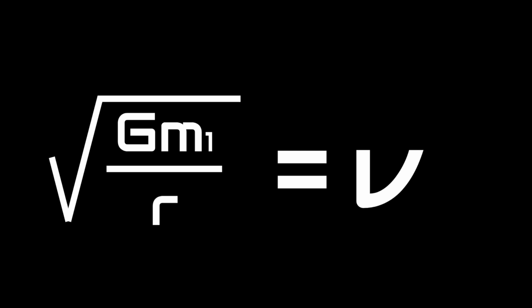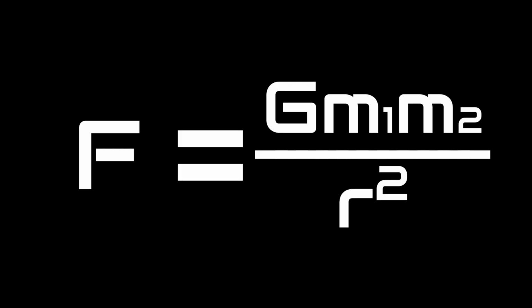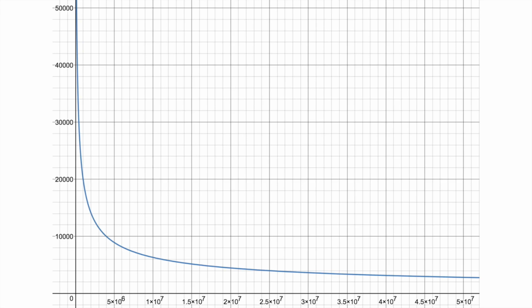This means that orbital velocity decreases as distance increases, which makes sense because gravity decreases the further you are from an object. This is what a graph of distance versus orbital velocity looks like.